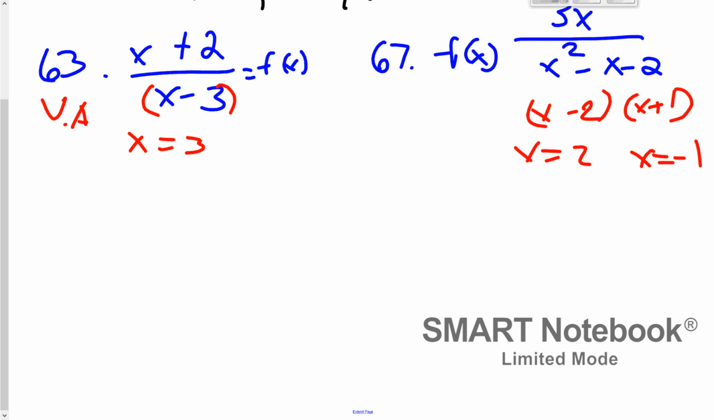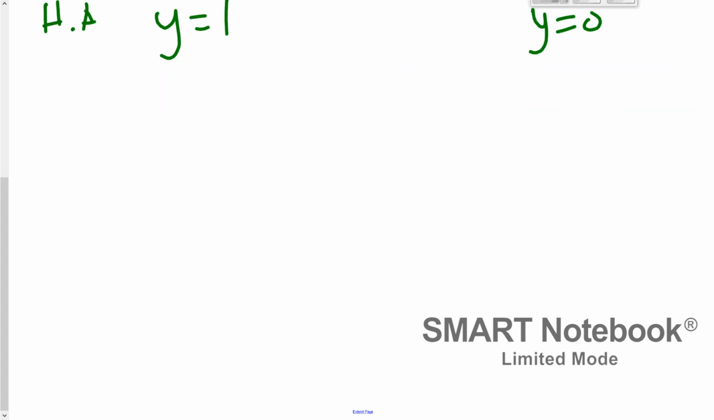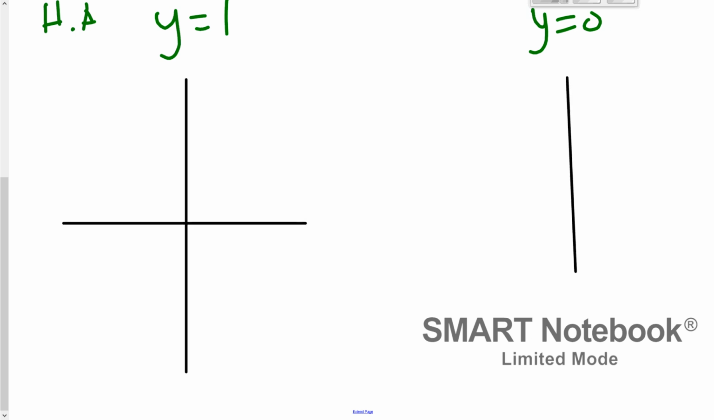Okay, so now we need a horizontal asymptotes, okay? So we look at the degrees of the numerator and denominator and see which one's bigger. On 63, they're the same, so it's y equals the lead coefficient divided by the lead coefficient, which is 1. Here, the denominator is bigger, so it's y equals 0. Okay, so we can start to graph both of these. We go ahead and put down our vertical asymptotes and our horizontal asymptotes.